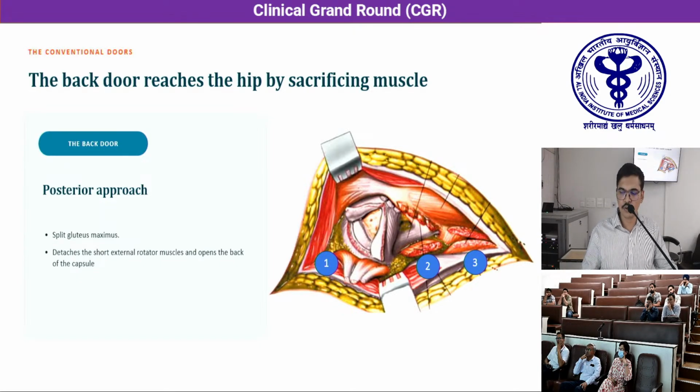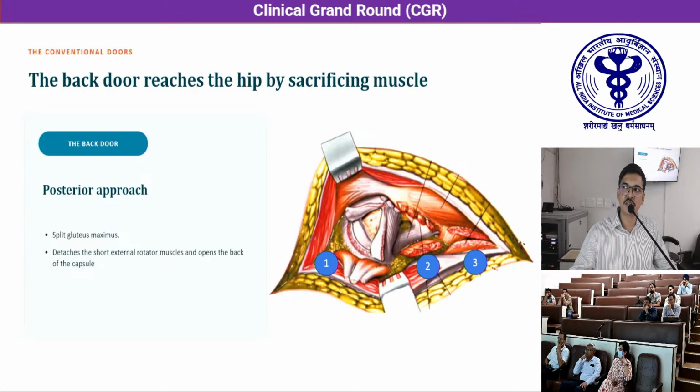So it's a wonderful approach. It has given all the results which we desired. It is extensile. It does everything for us. The only problem we address here is that, if you see here, this is the G max. We have to split this G max, and inferiorly we have to split the ITB.